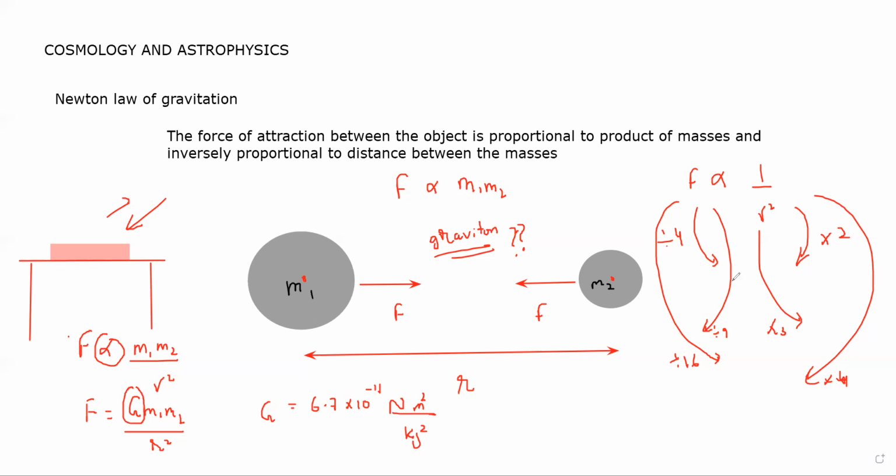Then we can use this universal law of gravitation to find the mass of the Earth. How can we use it to find the mass of the Earth? We can use it to find the mass of the Earth. We can use it to find the density of the Earth as well.